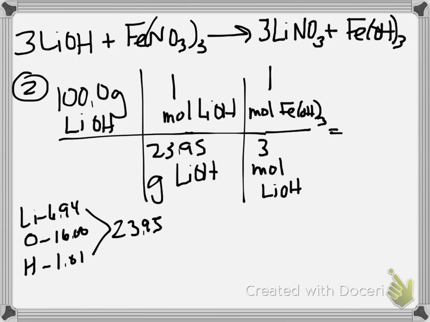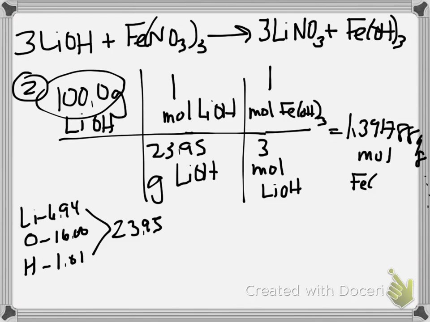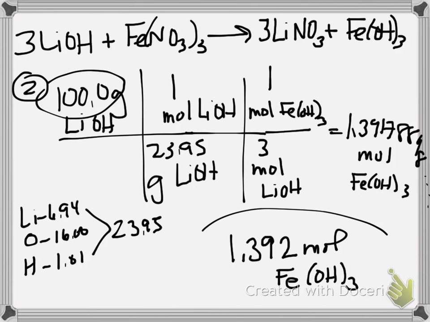So when we do our math, 100 divided by the quantity of 23.95 times 3, we get 1.39178848, etc., etc. We have 4 sig figs here, and this is, of course, moles iron 3 hydroxide. So with 4 sig figs, that's 1.392 moles Fe(OH)3. And there's our final answer. Okay, how many of you got that one right?